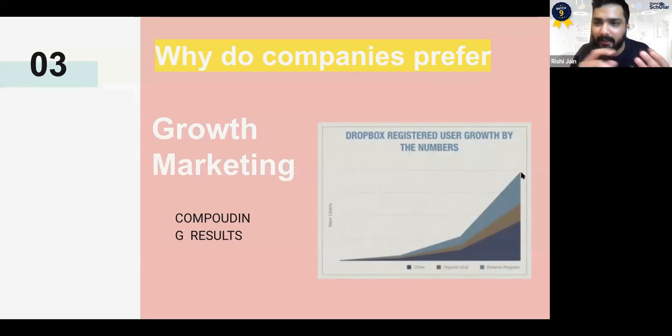One small thing they did, they totally forgot about the advertisements and stuff. They only focused on the referral program. One small element gave them the biggest results altogether. Do you guys find this amazing? If you find this amazing, just type amazing in the chat.